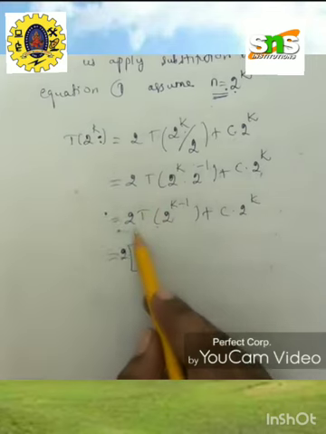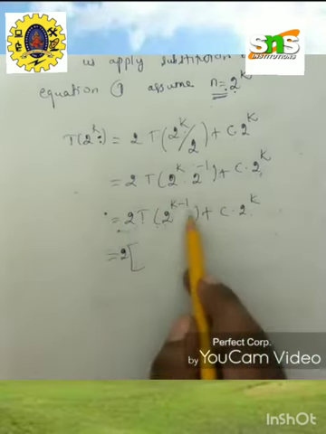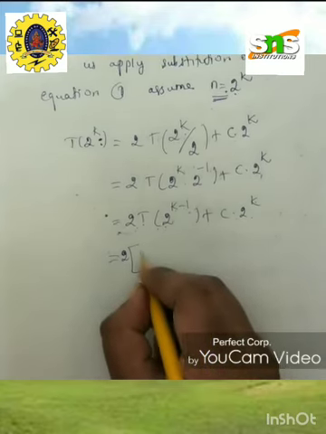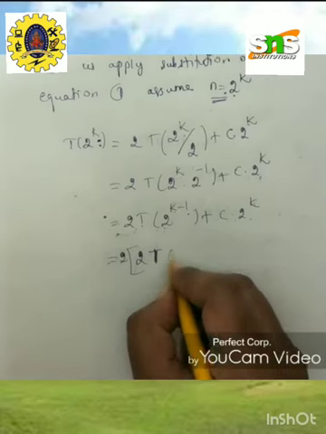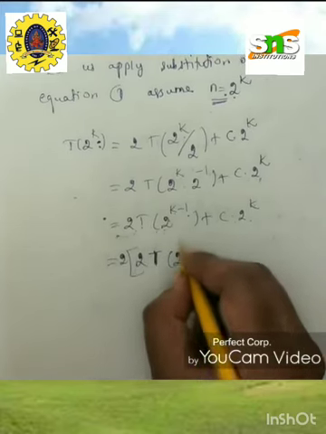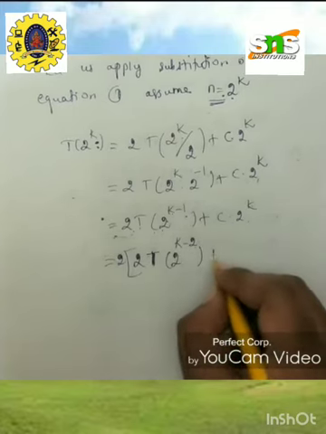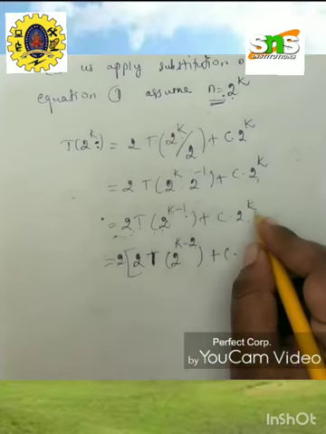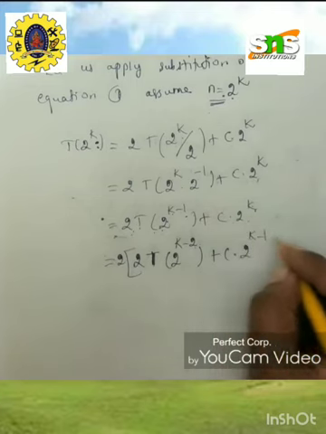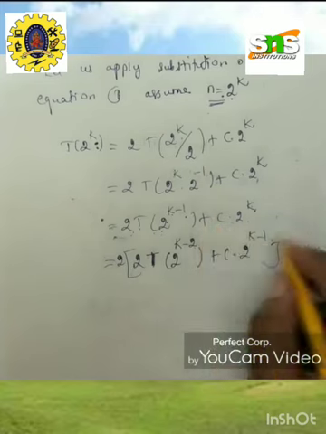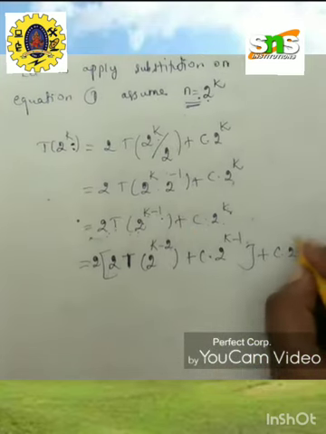2 power k, I am writing it as 2 into T of 2 power k minus 1, plus c dot 2 power k. So for 2 power k minus 1, again I am writing it as 2 into T of 2 power k minus 2, plus c dot 2 power k minus 1. Then write the same, plus c dot 2 power k.